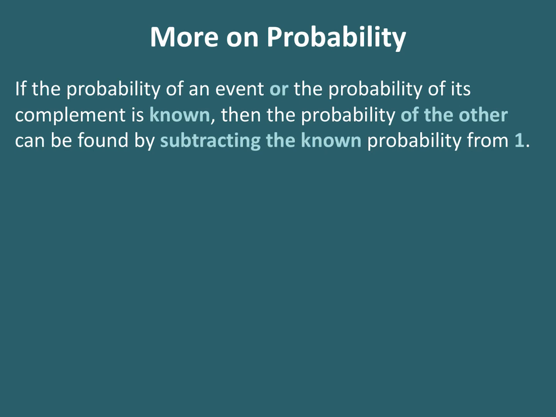If the probability of an event or the probability of its complement is known, then the probability of the other can be found by subtracting the known probability from 1. So for example, if I wanted to know the probability of A bar, all I simply do is take 1 and subtract the probability of the event A occurring. Or I could take the probability of event A to be equal to 1 minus the probability of A complement.